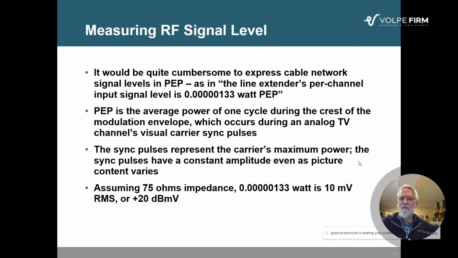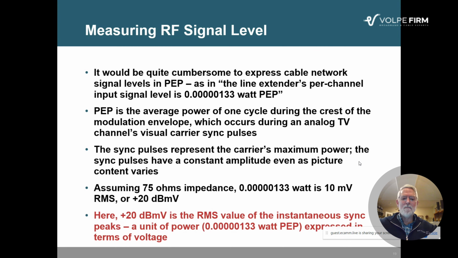Anyway, those sync pulses represent the maximum carrier power in NTSC analog video. And as the picture content changes, the sync pulses don't. They stay the same. Right. So if we assume 75 ohms impedance, that 0.0000133 watt equals 10 millivolts RMS, or 20 dBmV. And here, 20 dBmV is the RMS value of the instantaneous sync peak.